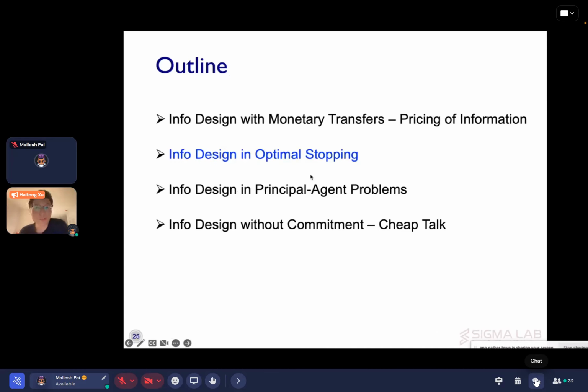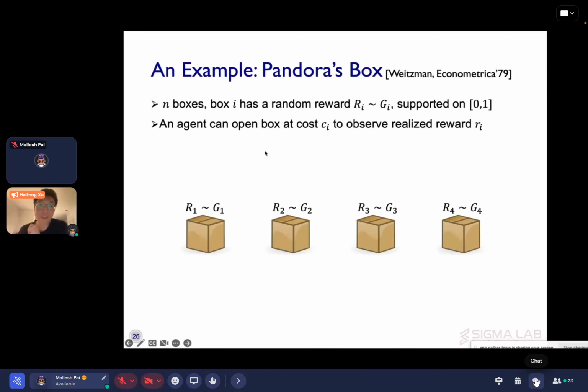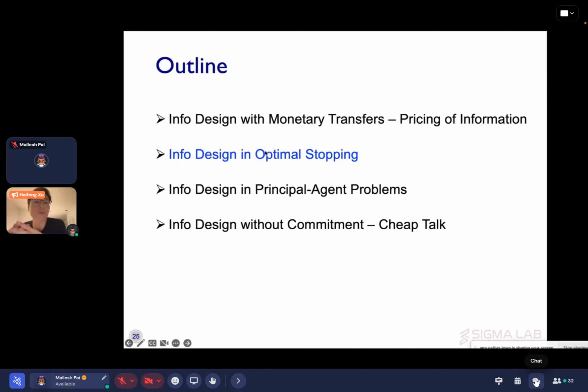Okay. So that's the first part about pricing of information. In the second part, I'll switch gears a little bit and talk about information design in optimal stopping problems. Optimal stopping is a general class of problems that has attracted a lot of attention in computer science, particularly in the online algorithm design community.